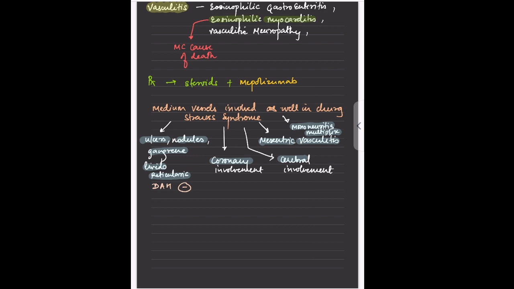The medium vessels are involved in Churg-Strauss syndrome, causing mononeuritis multiplex. Coronary involvement is seen. Then there is cerebral involvement also. There is mononeuritis multiplex and mesenteric vasculitis. Whenever the medium vessels are involved, there will be ulcers, gangrene, nodules, and livedo reticularis.